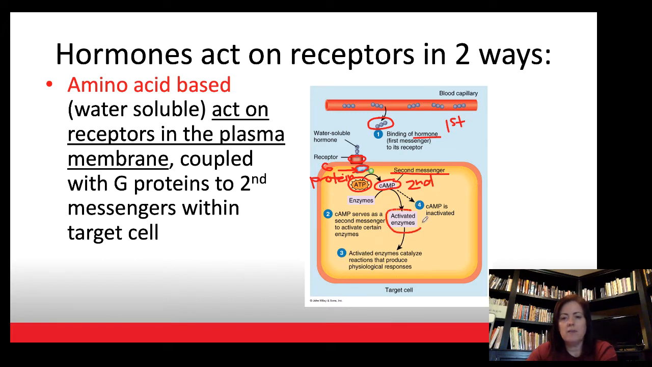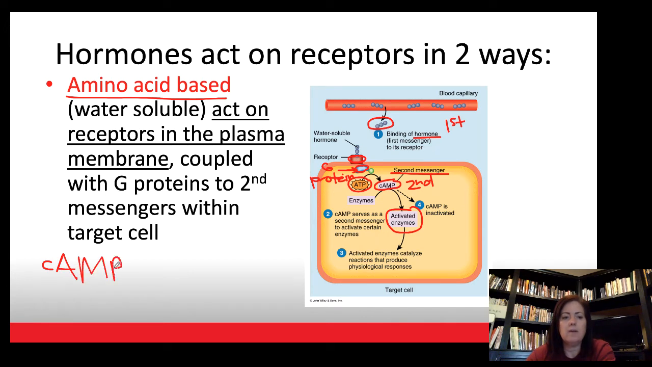So it's either going to activate enzymes, or in some cells it's going to deactivate enzymes, and those enzymes are going to produce actions within the target cell. Okay, so this is called a second messenger system. And this is what happens when we have amino acid-based hormones that can't enter the cell all on their own. They need to have a backup. They need to have a way of communicating with that cell, and they do that through a second messenger. And in this example, cyclic AMP is the second messenger.